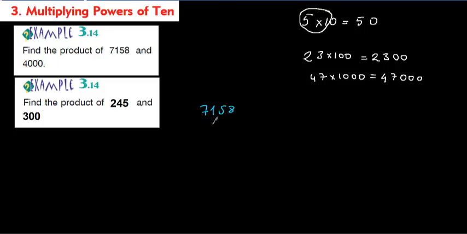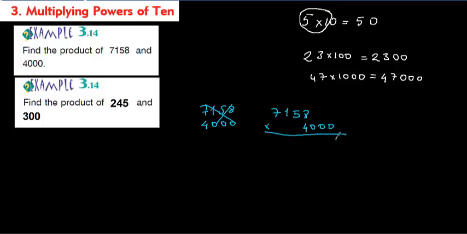7,158 by 4,000, we are going to multiply 7,158 by 4,000 here, like this. Only by 4 we are going to multiply, and we are going to find the result.